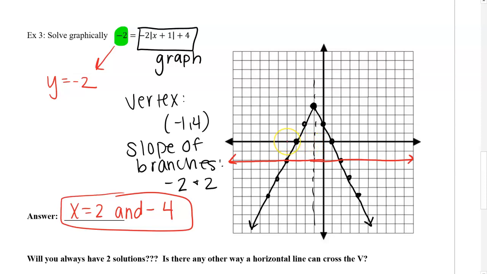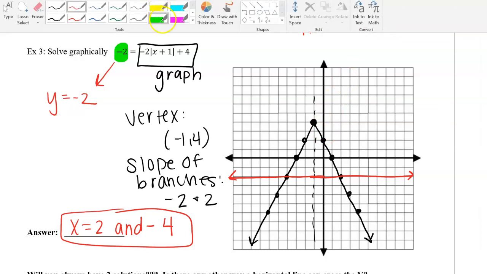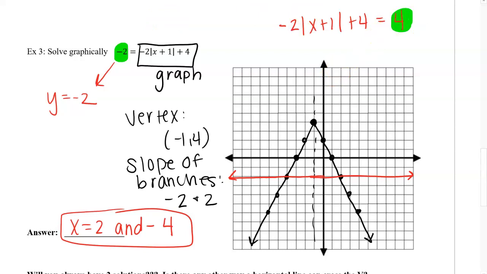Okay, now, will an absolute value function always have two solutions when you are solving? Absolutely not. Had I asked you where this absolute value function was equal to 4, okay? If you were to try to draw a horizontal line at 4, the horizontal line would only touch the absolute value function in one spot. So this answer would just be x equals -1. Okay, that's the x value of where they intersect.